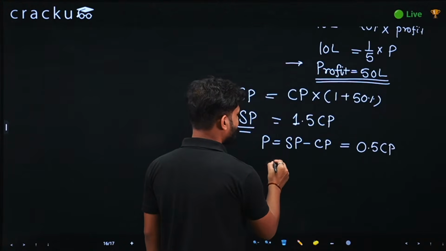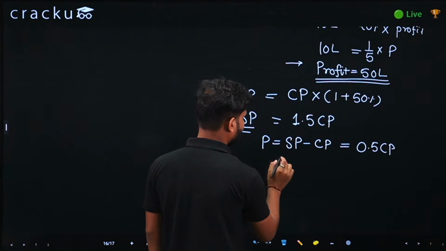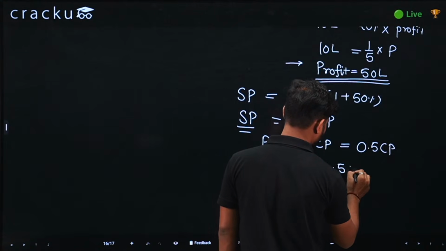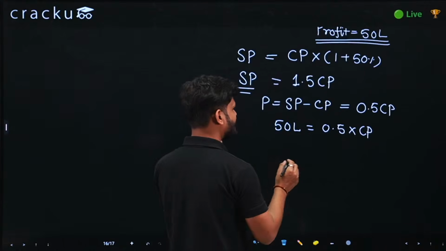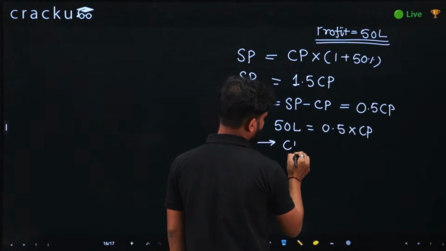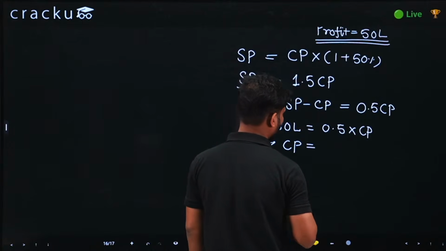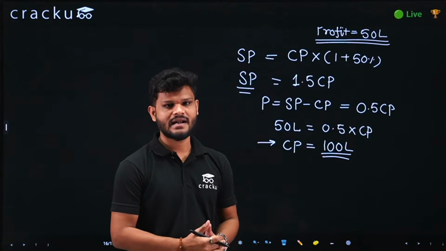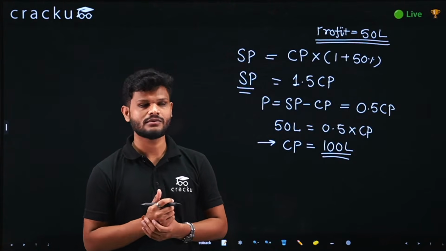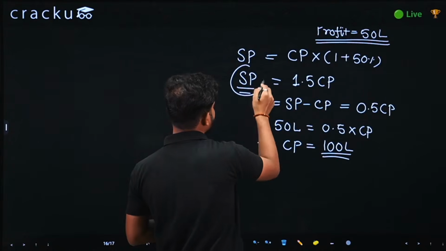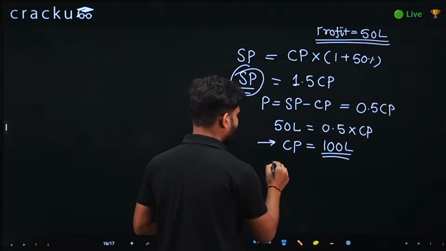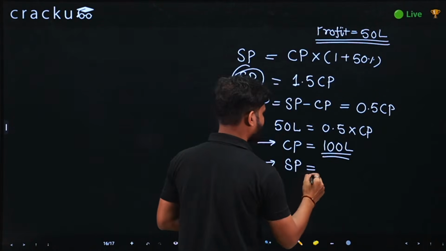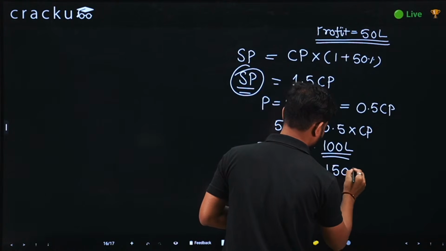Right? Profit is nothing but 50 lakh. So 50 lakh is 0.5 into cost price. So cost price will be 50 lakh divided by 0.5, which is 100 lakh. So cost price is 100 lakh. What is the total transaction value? The total transaction value is equal to the selling price, the revenue. So selling price will be 100 lakh into 1.5, which will become 150 lakh.